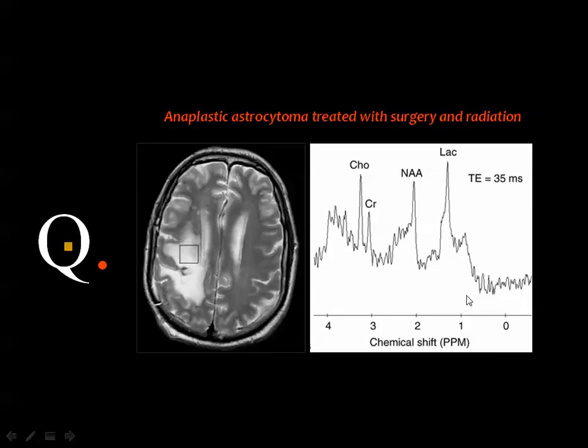Okay, look at the curve. The highest peak in the curve is lactate, and NAA is low. Choline is relatively low. Creatine does not show any significant change. Then, if this is recurrence, the choline should be high. But yes, it's high, but not that high for malignancy. And you assume that this is radiation necrosis.